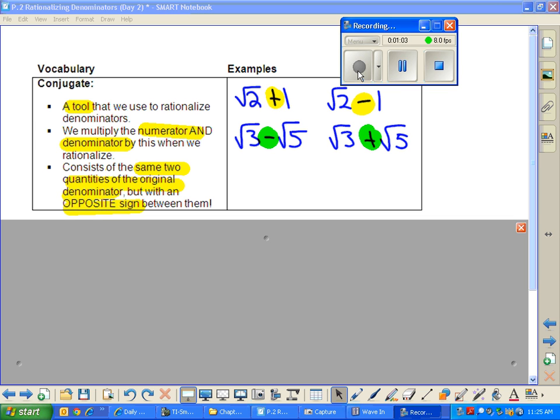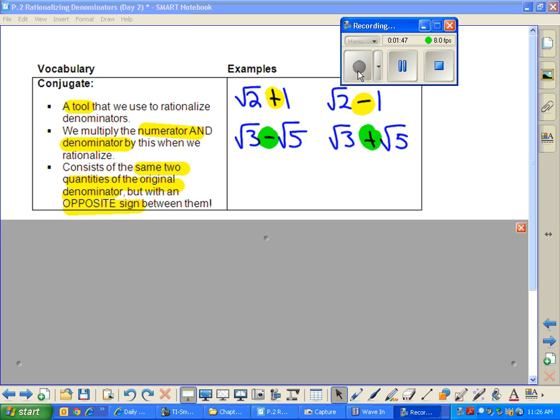So you see I have some for instances up there. Those are the ones you wrote down in your notes. For instance, we have the square root of 2 plus 1. The conjugate of the square root of 2 plus 1 is just the square root of 2 minus 1. Likewise, if I gave you the square root of 3 minus the square root of 5, and I asked you for the conjugate, it is just the square root of 3 plus the square root of 5. Do you see how it's the same numbers, different signs in between? You don't change the other sign at all. Same numbers, different signs in between.